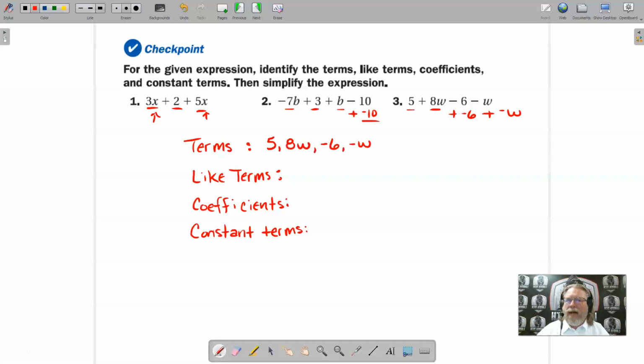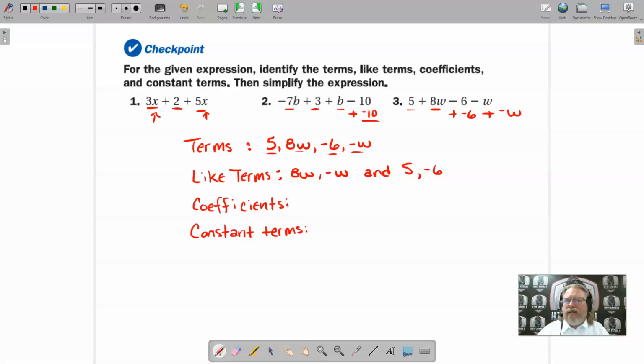And now, like terms. First, we'll match up the ones with variables. So 8w and w are both in terms of w. So our like terms are 8w and negative w. Also, we have a couple constants. So 5 and negative 6 are also like terms.